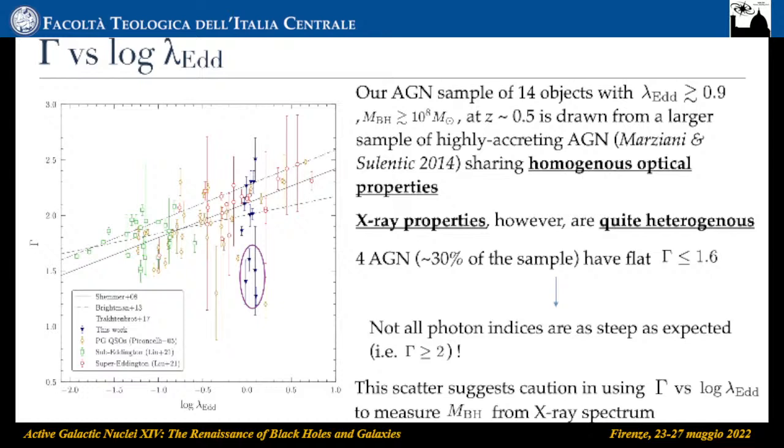Not only that, I'd like you to notice that though our sources are lying in a narrow interval of Eddington ratio, the scatter in terms of gamma is quite large, and this suggests caution when using these relations to estimate the black hole mass from the X-ray spectrum.